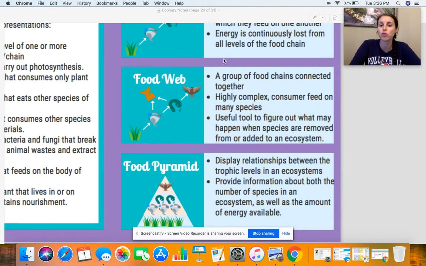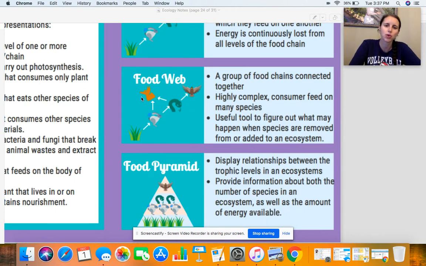What a food web is, it's a group of food chains that are actually connected together. They're highly complex, and it shows consumers that feed on many different species. So this wolf here is feeding on 2 different species. It's really useful to connect different food chains together, and to make predictions about what happens if we were to remove a species from an ecosystem.